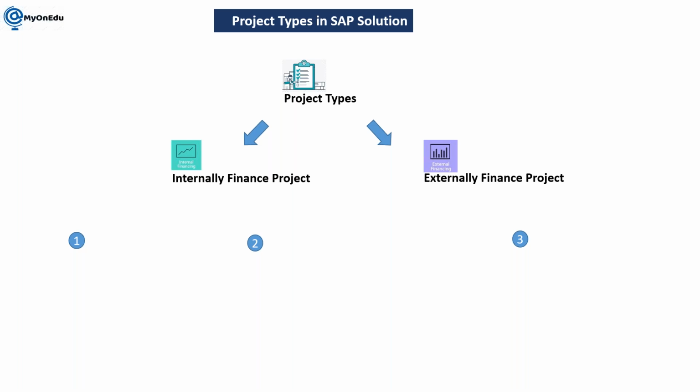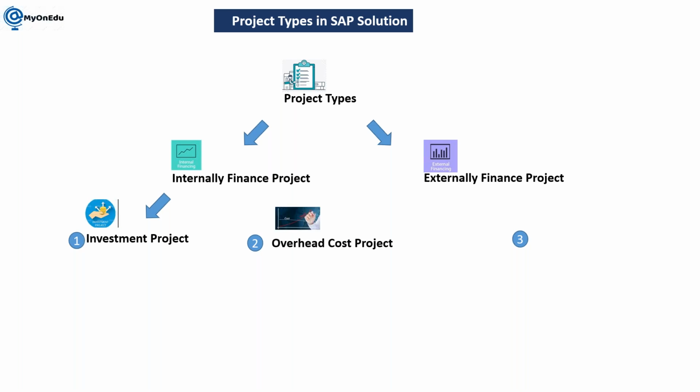Another kind is the externally financed project, where the project has to be financed externally, meaning by an external party like a customer. Internally financed projects are again divided into investment projects, where we understand the project is going to become an asset or investment for us, so we consider it an investment project. Another example of an internally financed project is the overhead cost project or cost project, where we are putting in money and it is going to become expenses, like your maintenance project.